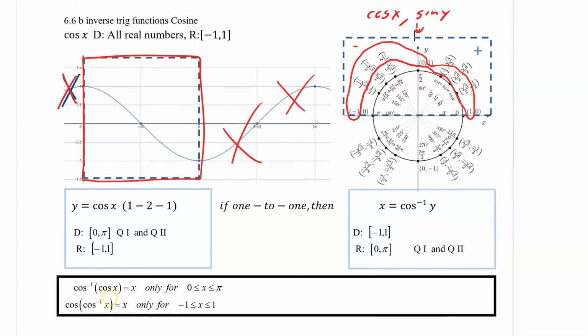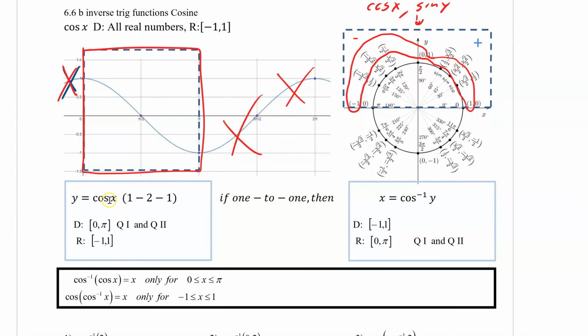So same rules apply here. If we're going to plug in x into our cosine, we need to make sure that it's between 0 and pi if we want to make that x stay the same. Doesn't mean we can't plug anything we want into cosine because its domain is all real numbers. But if we want to keep the 1-to-1 rules, it's got to be from 0 to pi. And then same thing for cosine inverse, it has to be from negative 1 to 1. That's just a standard rule because we already know that cosine will not go above 1 or below negative 1. So that just has to happen.